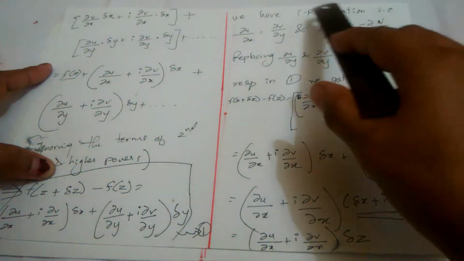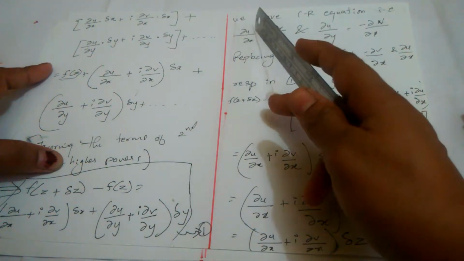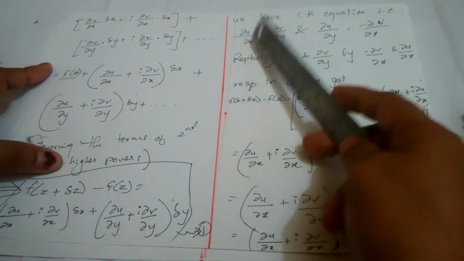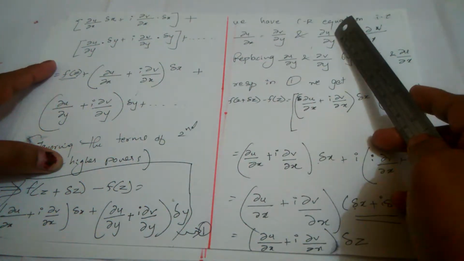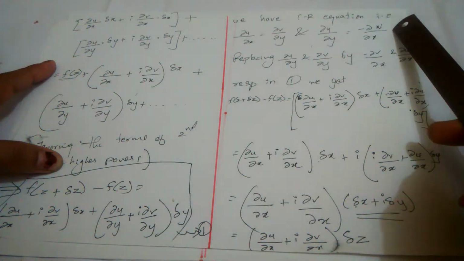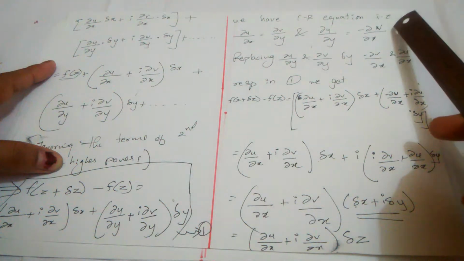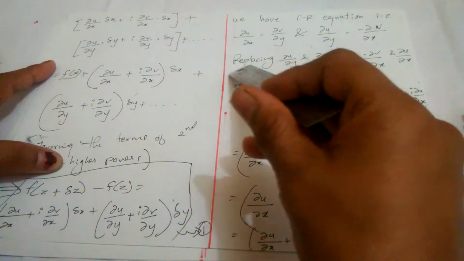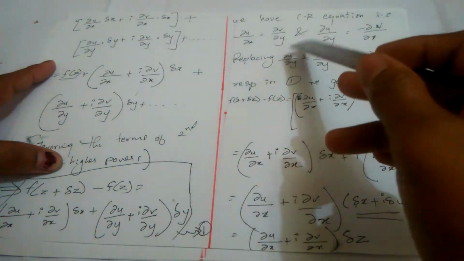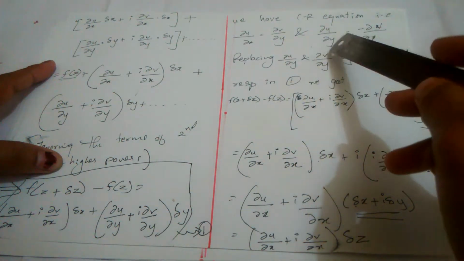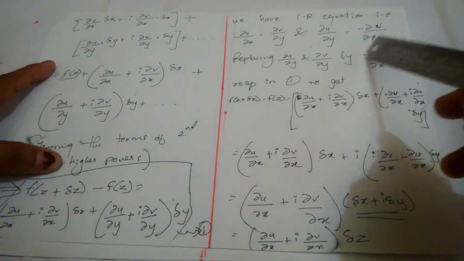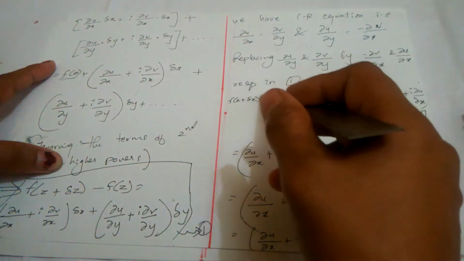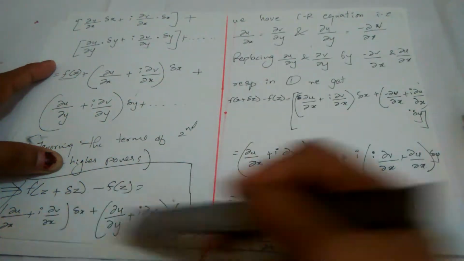And we have our same CR equations. In CR equations, what terms do we have together? ∂u/∂x equals ∂v/∂y, and ∂u/∂y equals minus ∂v/∂x. So replacing these terms, that is ∂u/∂y and ∂v/∂y, by minus ∂v/∂x and ∂u/∂x, we are replacing them in equation number 1.